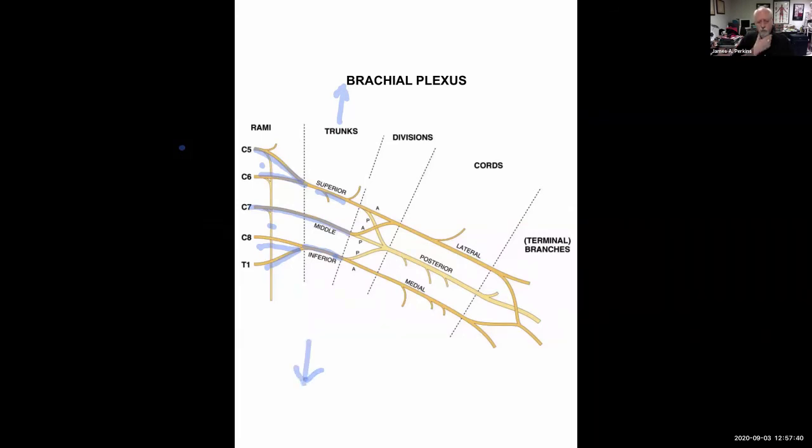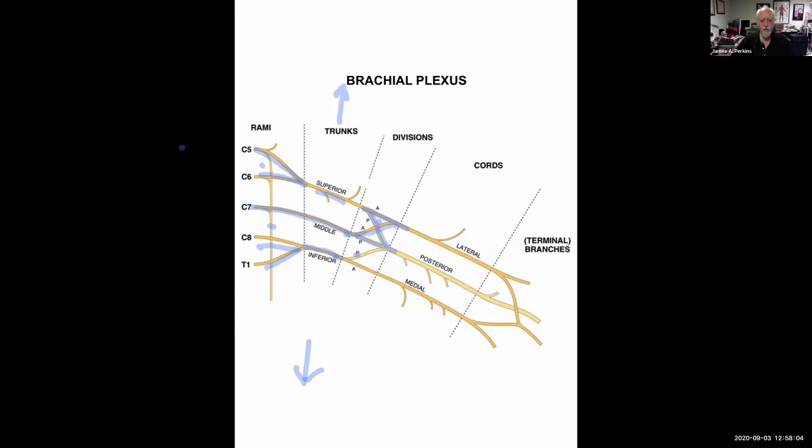The three trunks of the brachial plexus then split apart into what are called divisions. Each trunk splits into an anterior division and a posterior division. So you look here, you can see the superior trunk splitting into an anterior division going this way, and then a posterior division going back that way. The middle trunk also splits into an anterior division and a posterior division, and the inferior trunk does the same, posterior and anterior divisions.